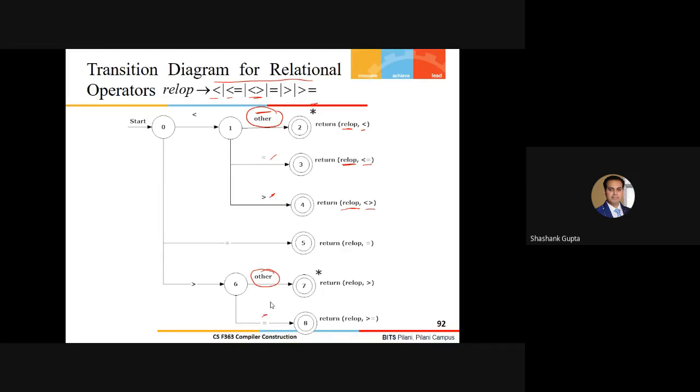So this is one generalized, I must say generalized, transition diagram, which is capturing all these specifications with respect to the relational operators. And this is what we have seen in the recent session as well. The exact code for such things corresponds to this particular transition diagram and the states here.